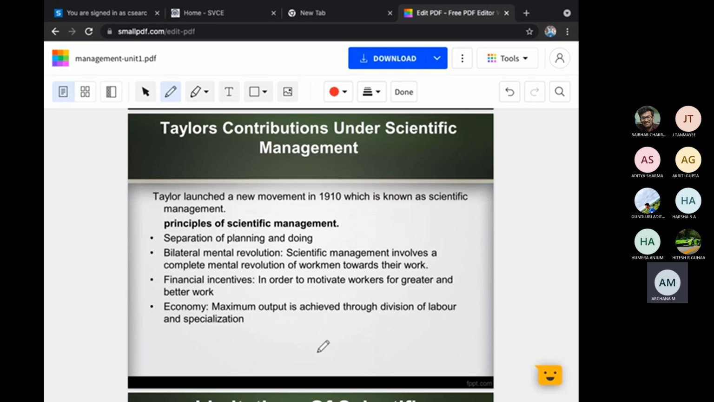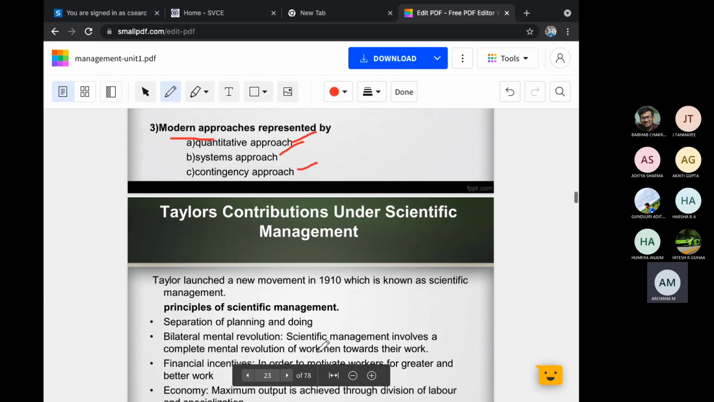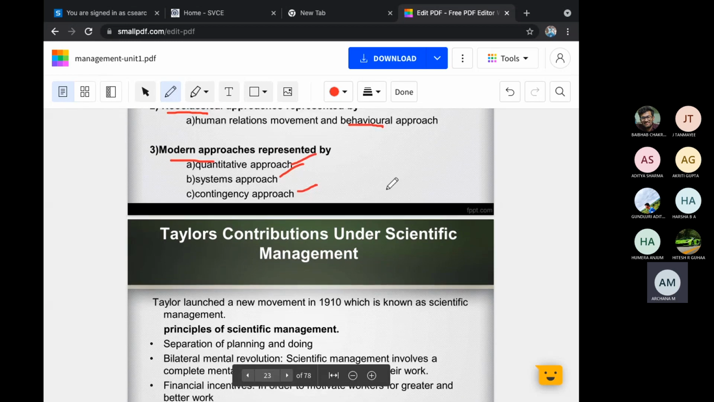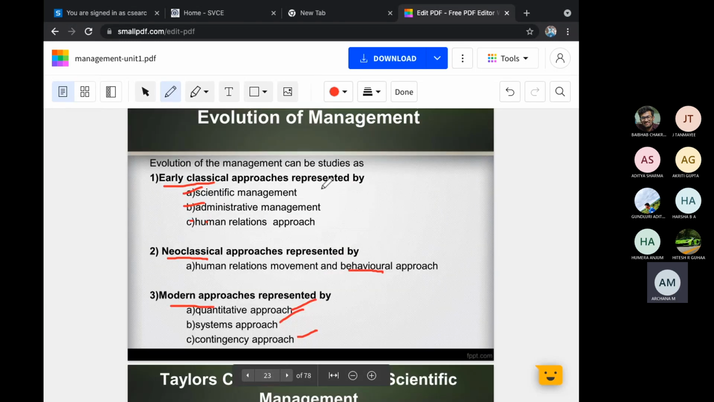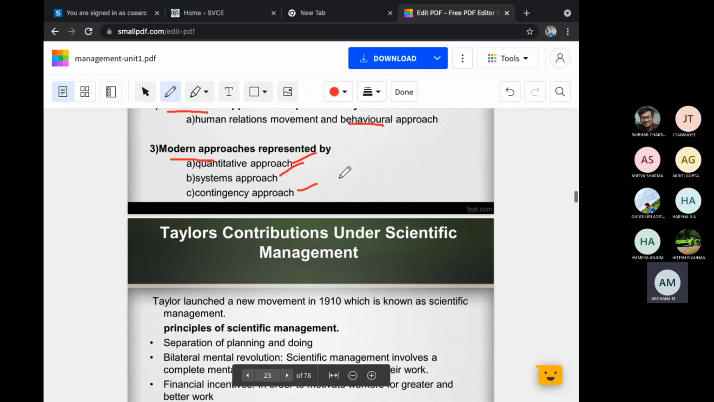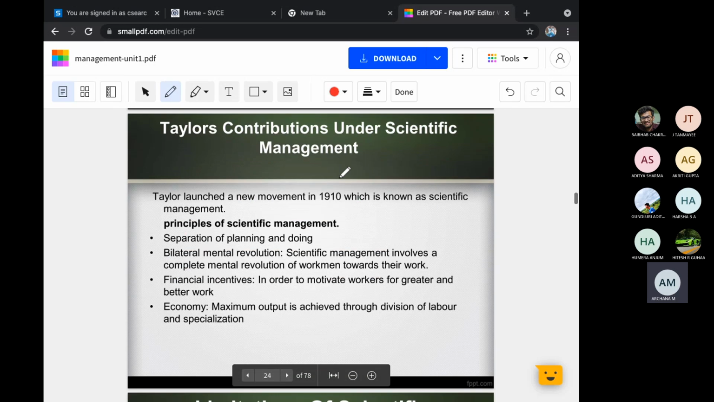First one is Taylor's contribution under scientific management. Mainly based on this, Taylor's concept evolved. Then some other concepts were there, and looking at the disadvantages of those concepts, still more concepts evolved. First we will see Taylor's. This is a very important question for 12 marks. They'll ask you to explain Taylor's contributions with pros, cons, everything.